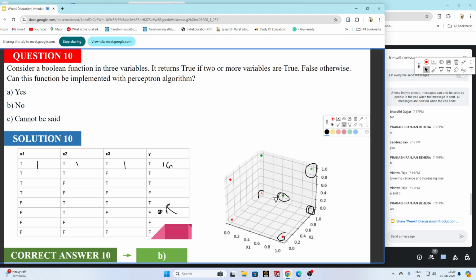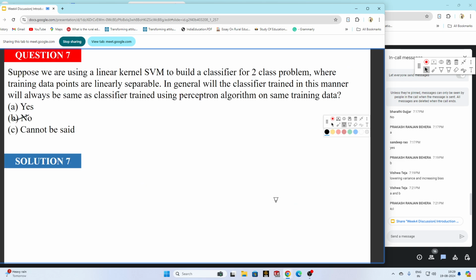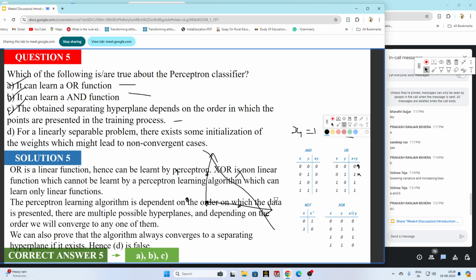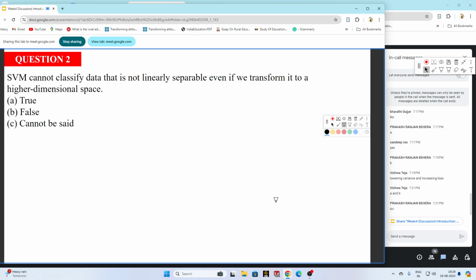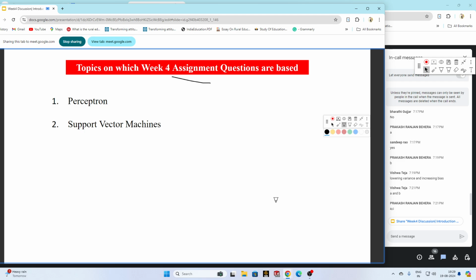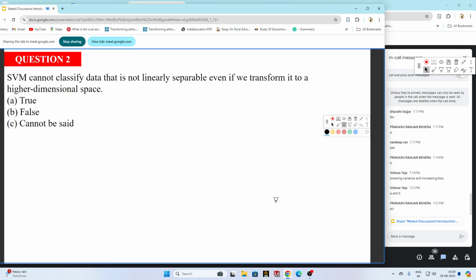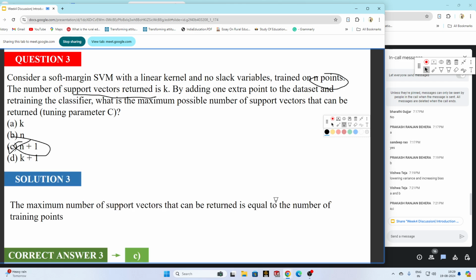Okay, so that's all for today. Any particular doubt in any part of whatever I have discussed? Can you explain the fifth, sixth, and seventh questions? Fifth, sixth, and seventh. Yes.